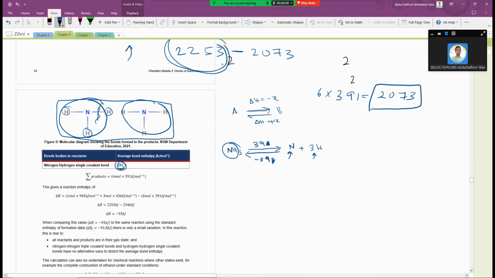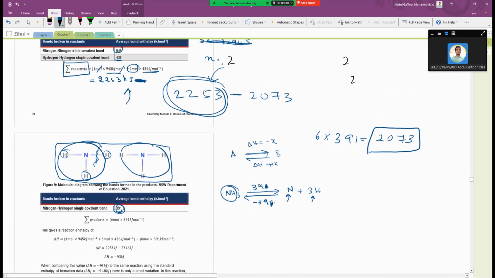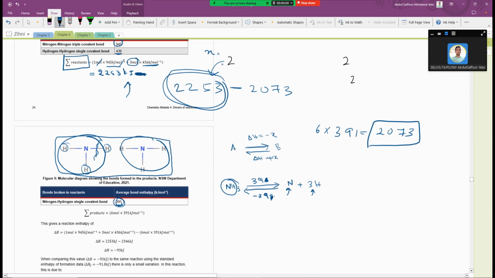Did we calculate correctly? The 2253 is correct. No, wait. 6 times 391 can't be 2073. Let me type that in again. 6 times 391 is 2346.